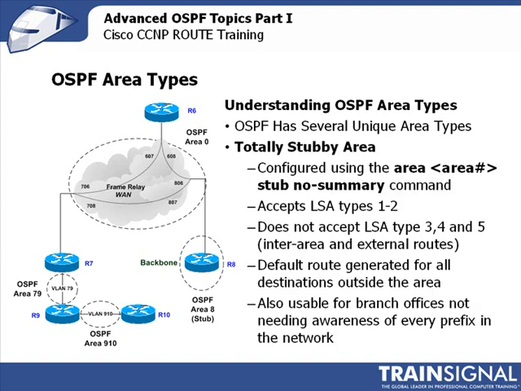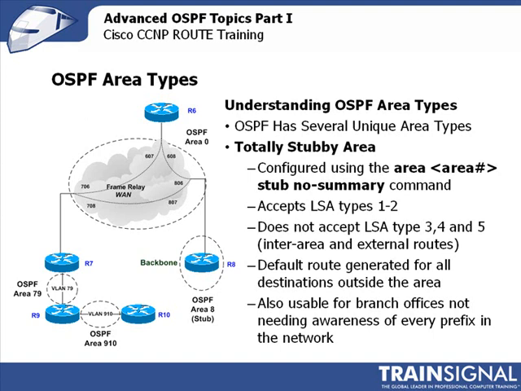A step further in a stub area is the totally stubby area. It's configured using the area number stub no-summary command. It accepts only LSA types 1 and 2. That's the router LSA and the network LSA from within an area and by a designated router. It doesn't accept LSA types 3, 4, and 5, the summary routes, the routes of the ASBR and external routes. A default route is generated for all destinations outside the area.